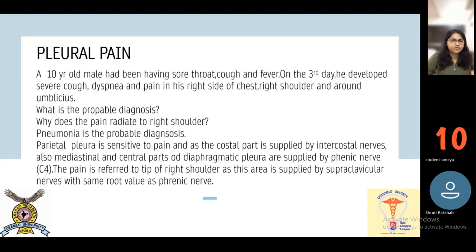As we have seen in the theory part, the parietal pleura is sensitive to pain, and the costal part is supplied by the intercostal nerves. Also, the mediastinal and central parts of the diaphragmatic pleura are supplied by the phrenic nerve, that is C4. The pain is referred to the tip of the shoulder, as this area is also supplied by supraclavicular nerves with the same root value as the phrenic nerve. As they have the same dermatome, the pain is referred to the shoulder. Also, in case of the umbilicus, the costal part supplies the anterior abdominal wall, the skin of the anterior abdominal wall. So it might radiate to the umbilicus as well.